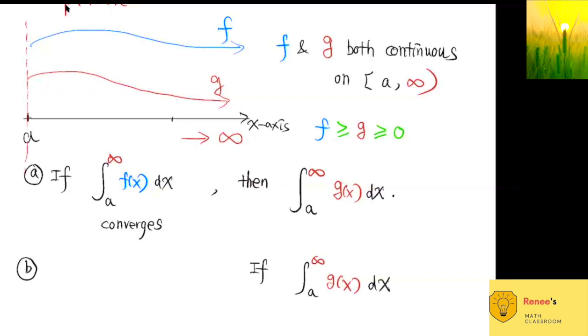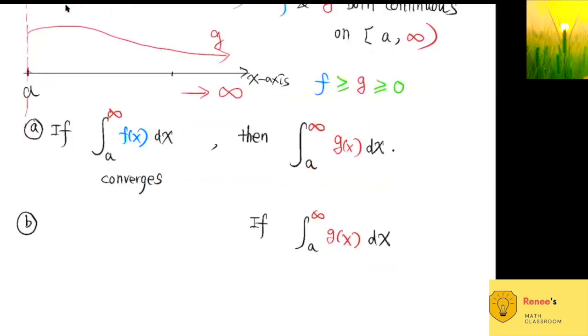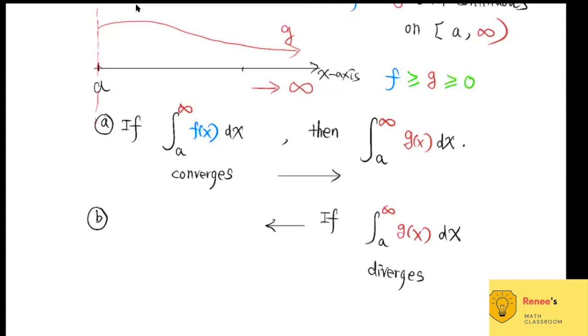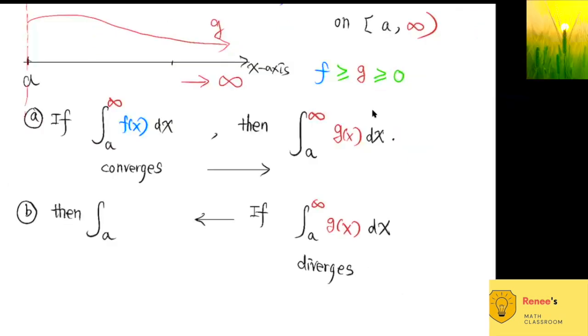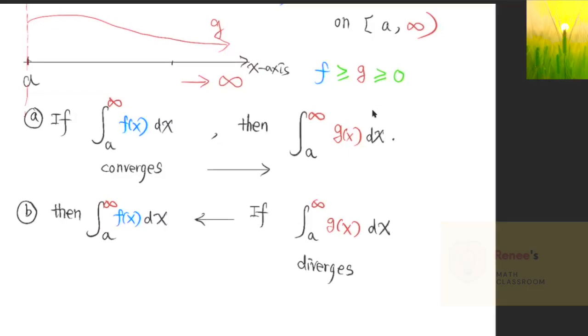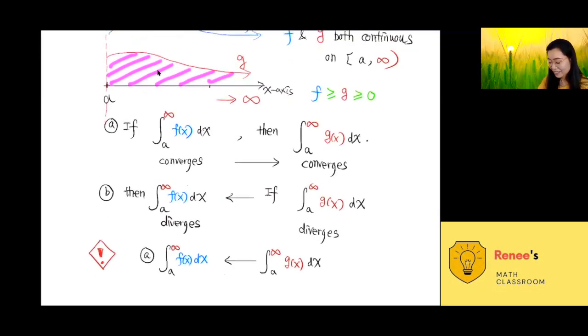If the area under the bottom curve g is infinite, which means the improper integral of g from a to infinity is divergent, then the area under the top curve f will also be infinite, which means the improper integral of the function f from a to infinity will be divergent also.